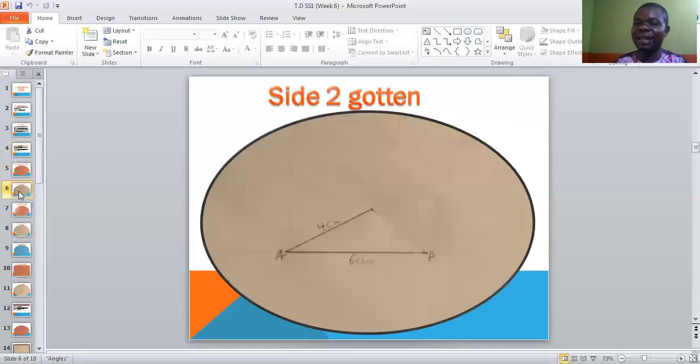Producing one side there, that is 4 centimeters, 6, 4. The next thing is to join this top. This automatically becomes C. Join it to B. That is what you have there. When you join C to B, you have produced the triangle.